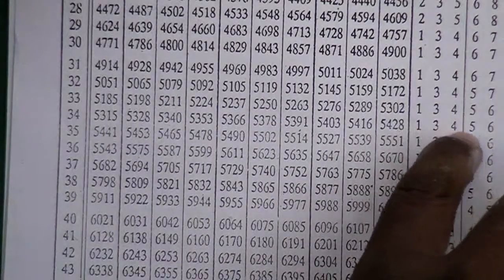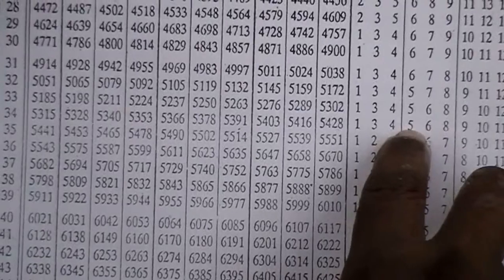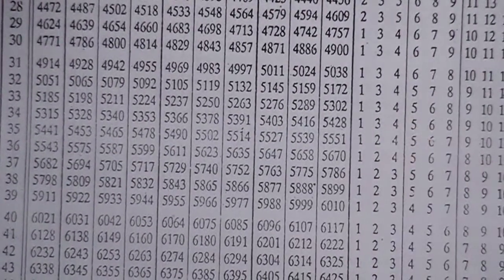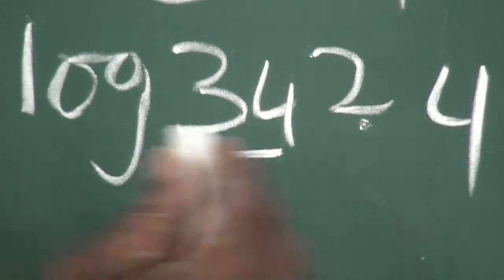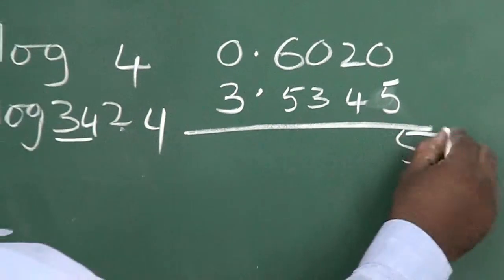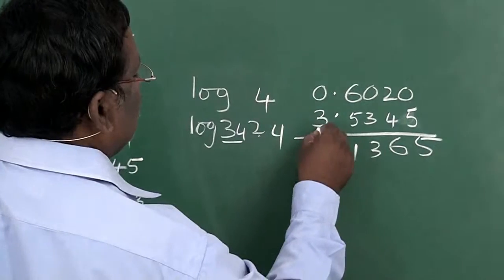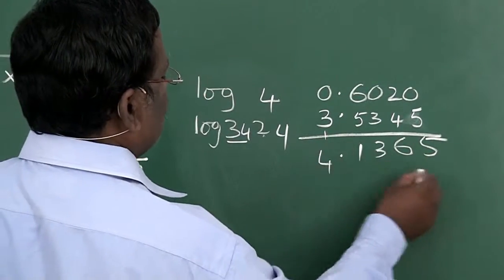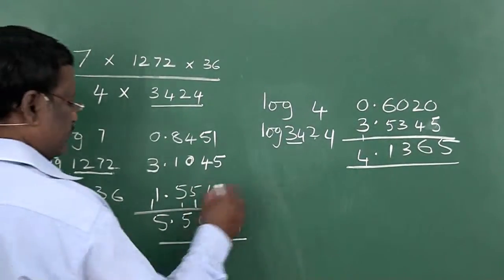So the fourth digit you have to depend on the mean difference. The mean difference is 5. So you have to add 5 here. So 5, 3, 4, 5. So since it is a 4-digit number, the characteristic will be 3. Now add these two. 5, 6, 3, 11. So 4.1365. So you have to subtract that from it.